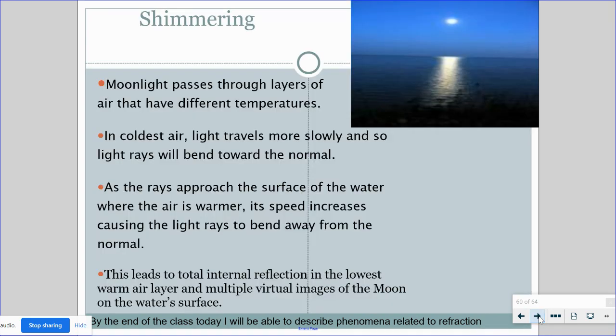Shimmering, that idea of the moon seeming to cast a nice shadow over the water. Moonlight passes through layers of air that have different temperatures. In the coldest air, light travels slowly, so the light rays bend towards the normal. But as it gets closer to the surface of the water, the air is warmer, so its speed increases, causing the light rays to bend away from the normal. This starts total internal reflection in the lowest warm air layer, and we see multiple virtual images of the moon on the surface. So all this white stuff is basically a whole bunch of little virtual images of the moon being cast down because of the difference in air temperature.